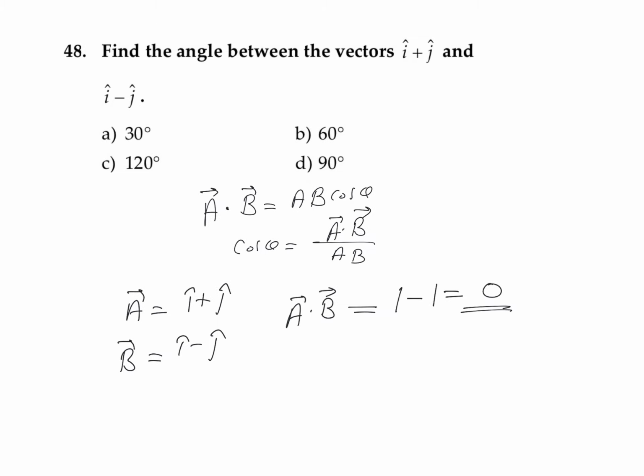As we are getting the value of a dot b equal to 0, it indicates that the angle between them is 90 degrees, because we know that when two vectors are perpendicular, their dot product is equal to 0.